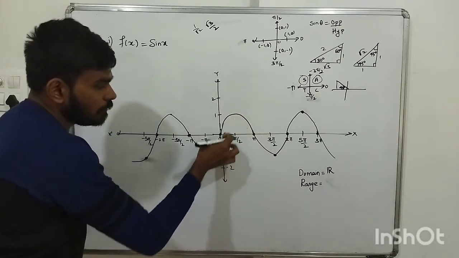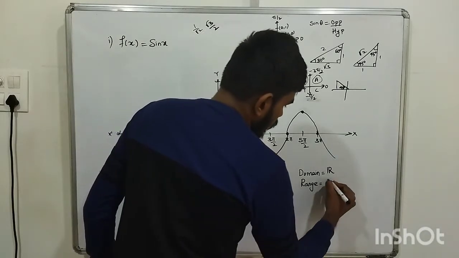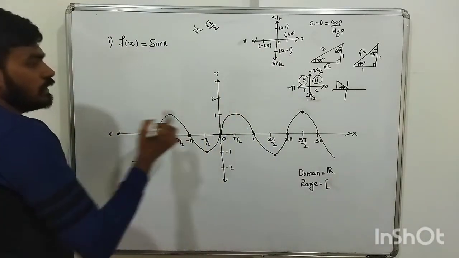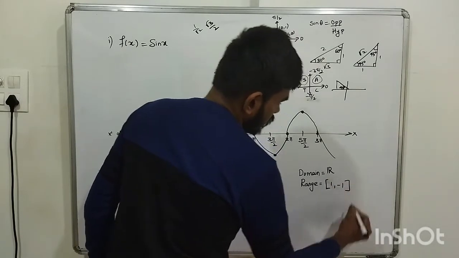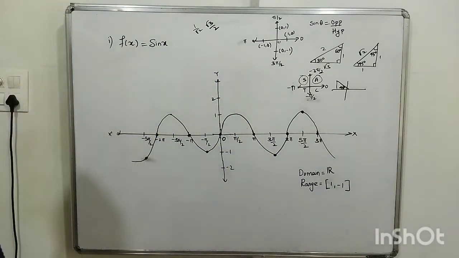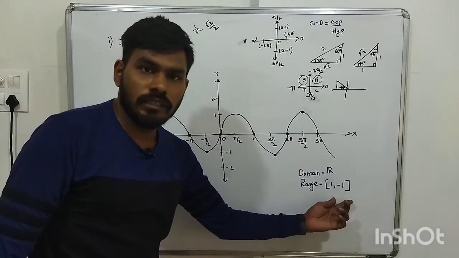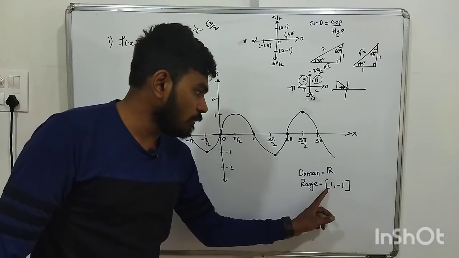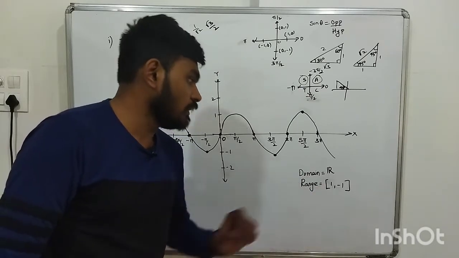Below 1 and above minus 1, only these values are satisfied. That's why you write it like this. And even 1 and minus 1 is included in that, correct? So 1, minus 1, okay. So square bracket, as you have learned in sets, square bracket denotes that this 1 is also included in that.